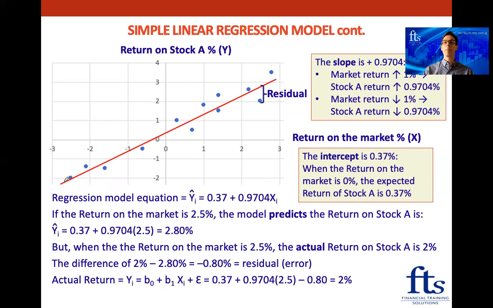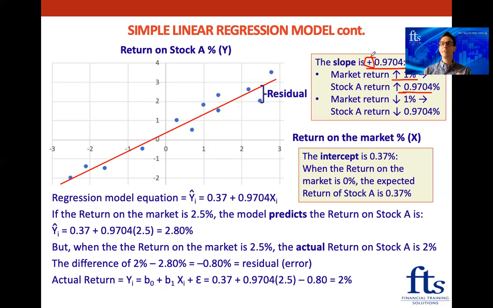We saw on the previous slide that the slope was positive 0.97. So what does that mean? The slope is the change in the dependent variable for a 1 unit change in the independent variable. Our market return is the independent variable. So if the market return goes up 1%, the dependent variable is going to change by the slope, 0.97. So stock A's return is going to go up 0.97%, because we've got a positive relationship between the two.